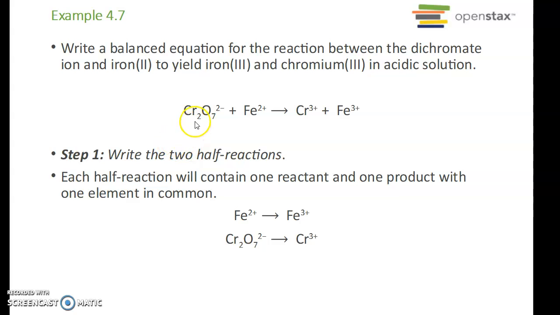So here you have Cr2O7 2- plus Fe2+ going to Cr3+ plus Fe3+. So the 2 half reactions, that's step 1. Here you have Fe2+, here you have Fe3+. Here you have Cr2O7 with a 2-, and you have a Cr3+ here.